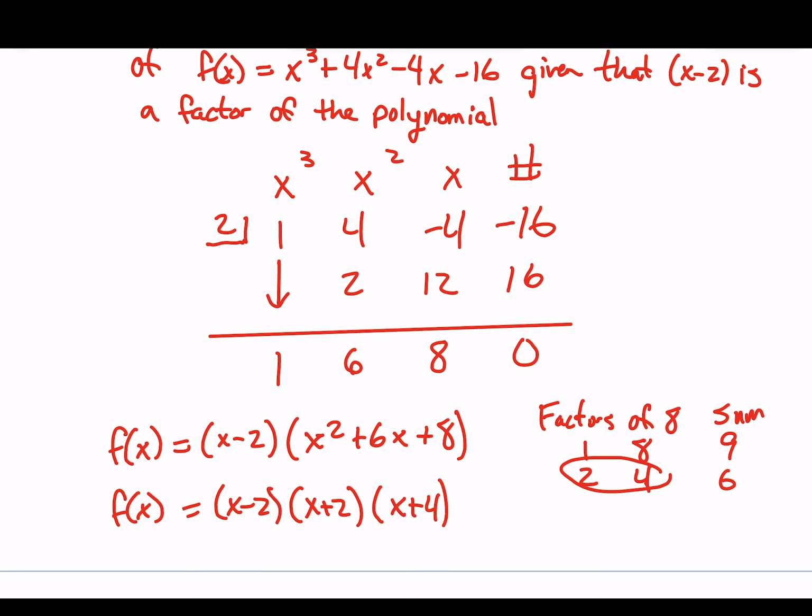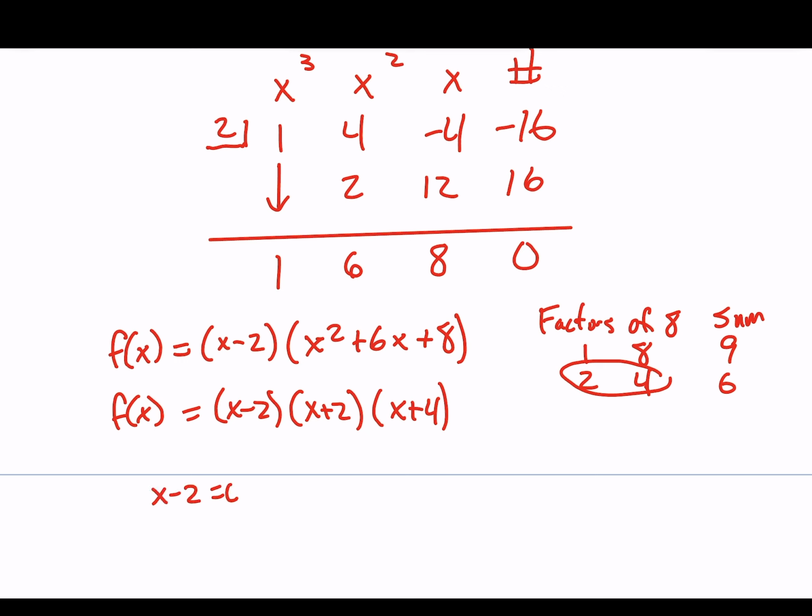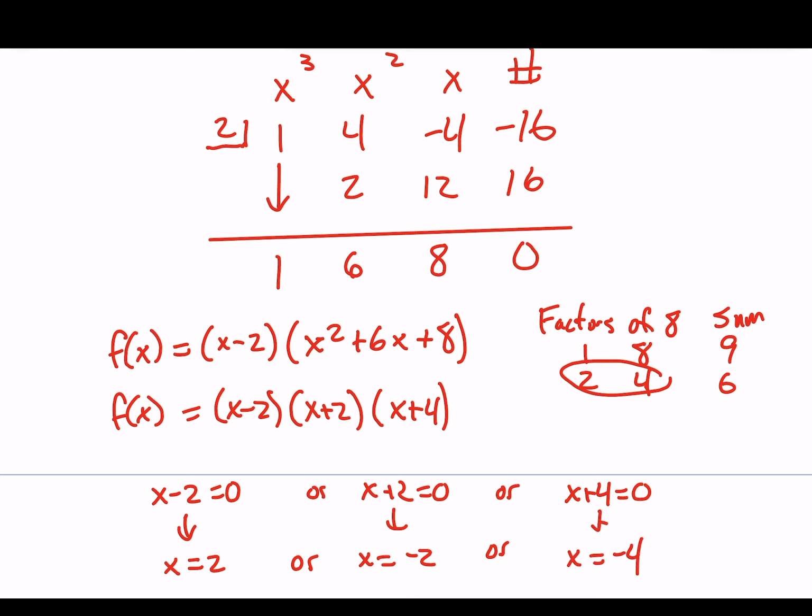Okay, so that means that our zeros happen when we set each of these factors equal to 0. So x minus 2 equals 0, or x plus 2 equals 0, or x plus 4 equals 0. So that means that x could be equal to 2, or x could be equal to negative 2, or x could be equal to negative 4. So those are our three zeros. Again, we started with a third degree polynomial, so we expect to get 3 zeros out of this function.